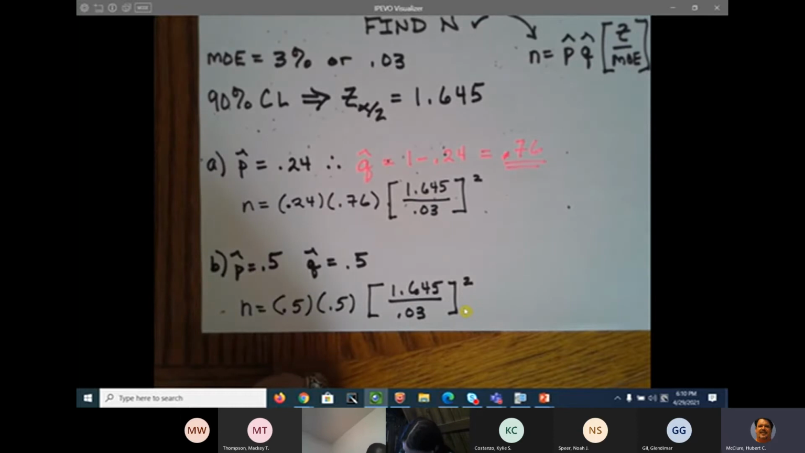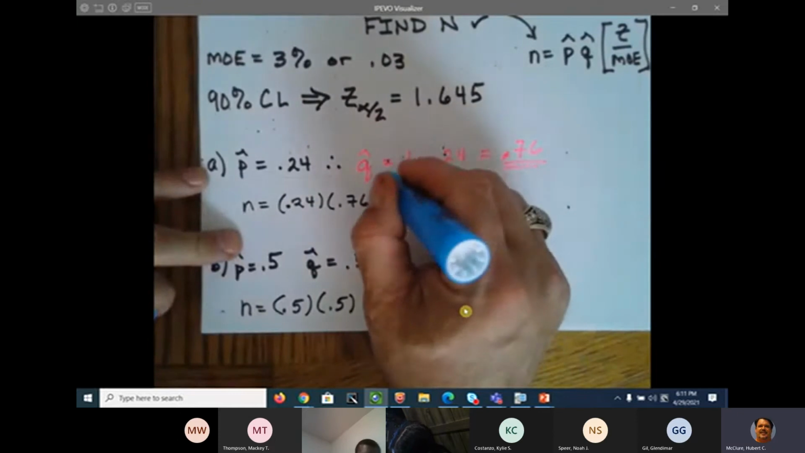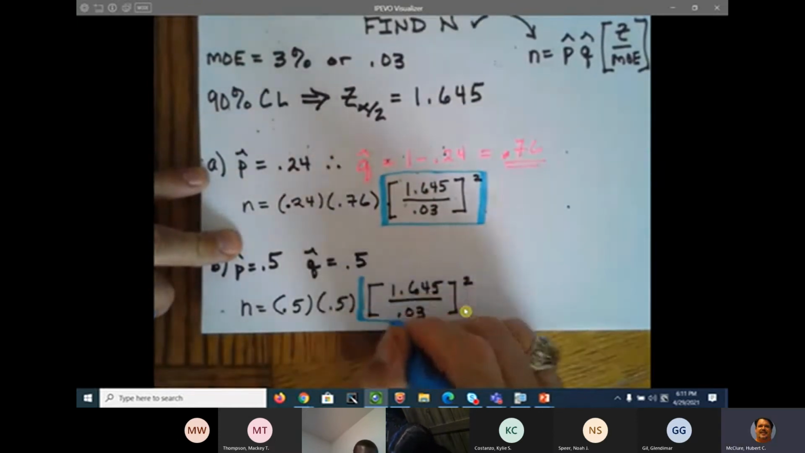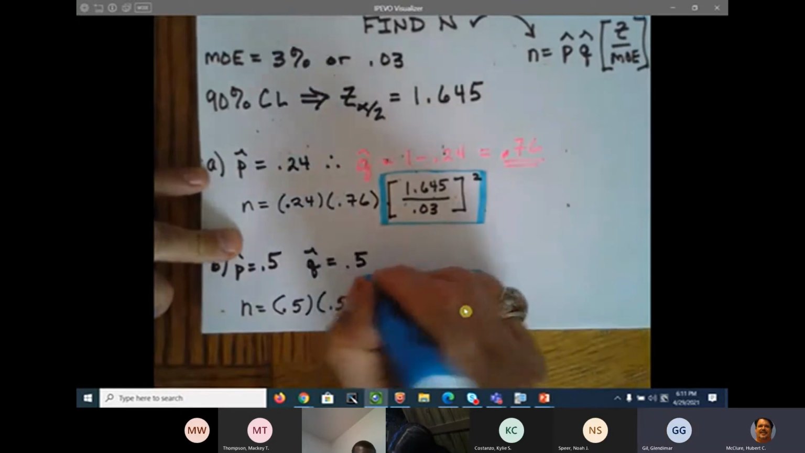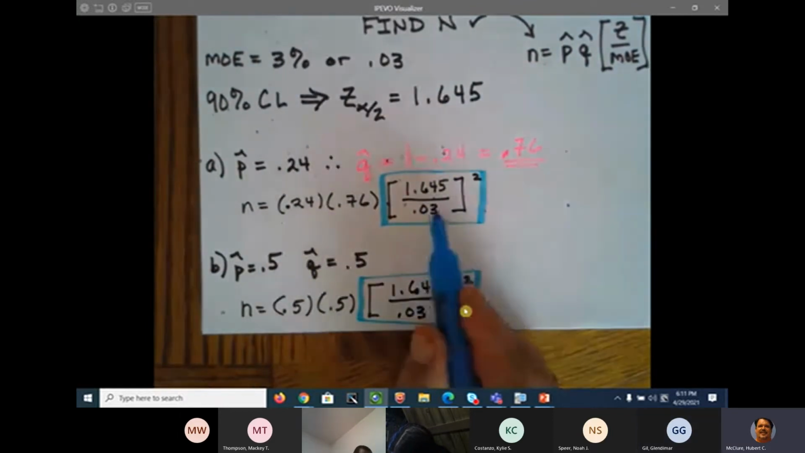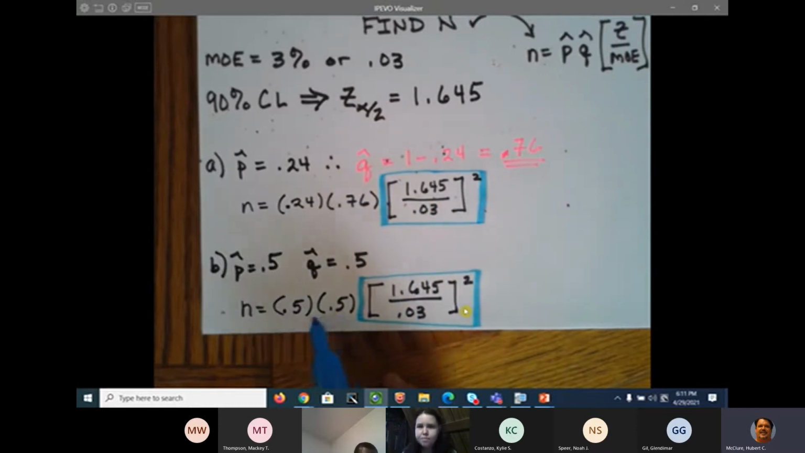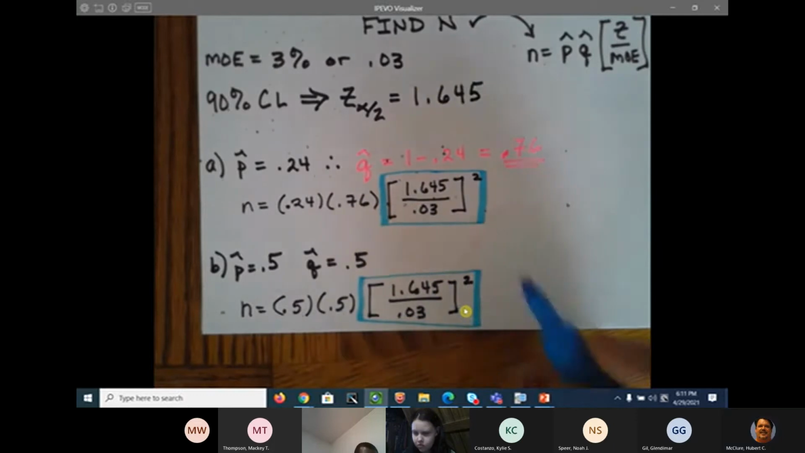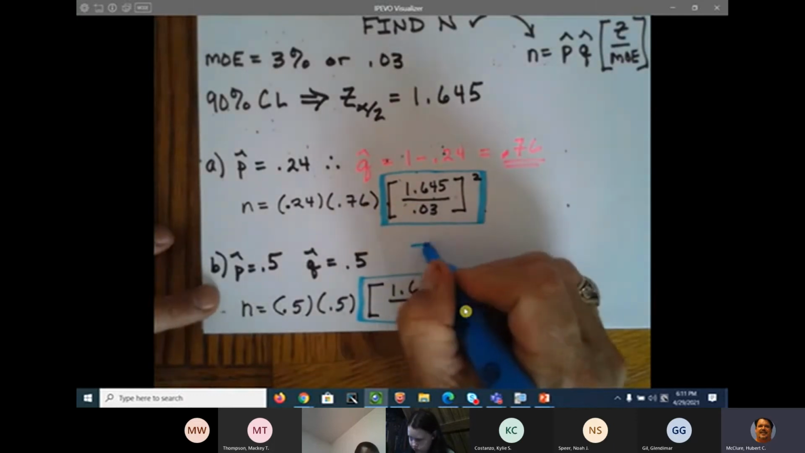So now it's all calculator time. And let me ask you a question. Look at this number right here. Is this number any different than this number? No. So once you get this number in the first one, all you've got to do is multiply it by 0.5 and 0.5, because these two are the same number. These are what we call equal.